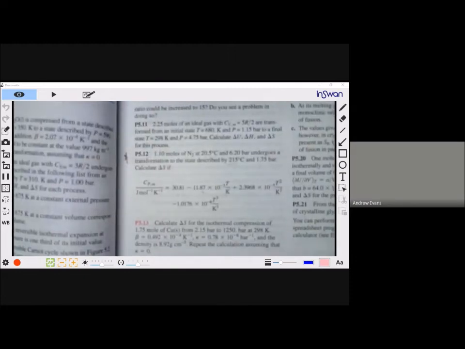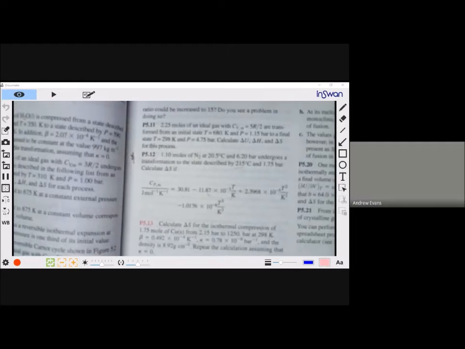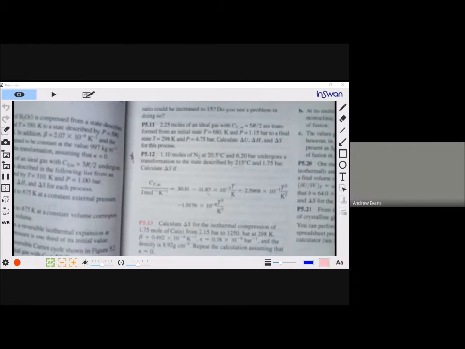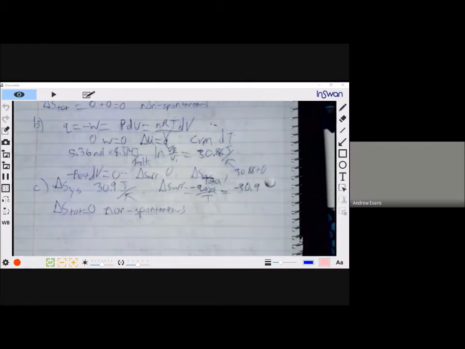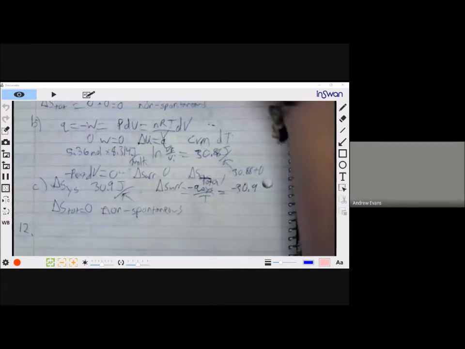Number 12: we have 1.10 moles of nitrogen at 20.5 degrees Celsius and 6.2 bars. It goes through a transformation to a state described by 215 degrees Celsius and 1.75 bars. Calculate the entropy change, given our C sub P. And we'd also have to find out how to calculate our change in pressure. So let's write down our facts. Number 12, our facts are as follows.